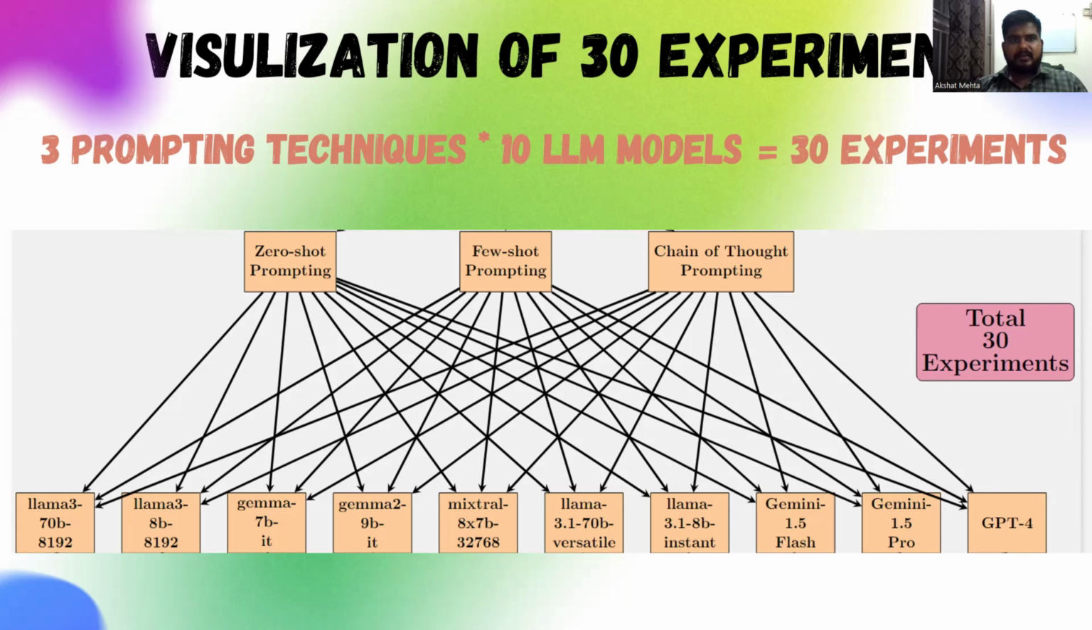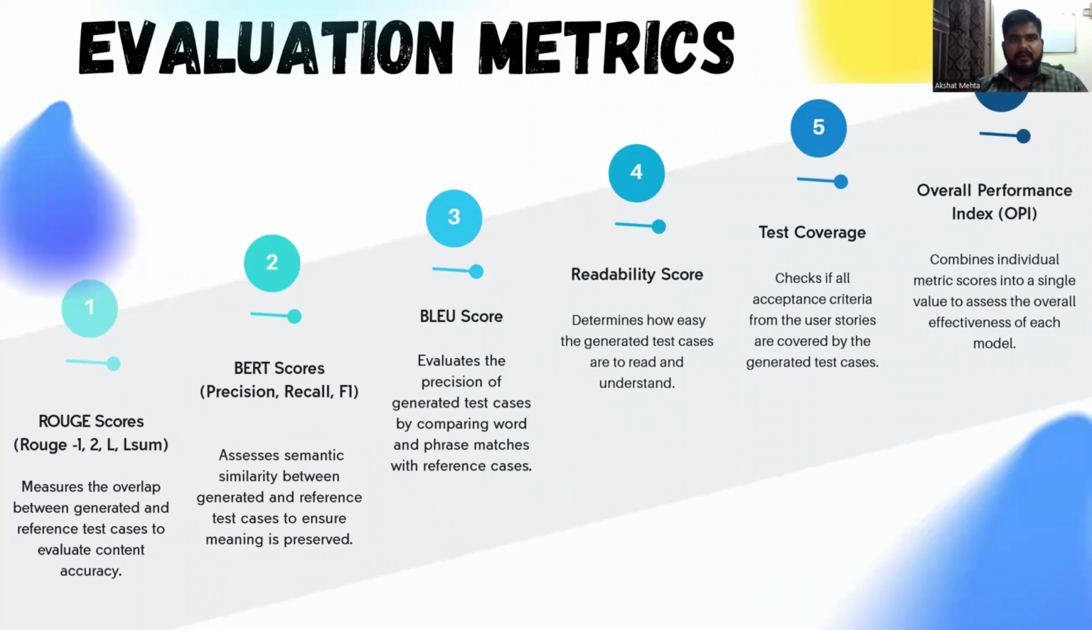Let's go to the next slide, in which we can see the evaluation metrics. I will explain the 6 key evaluation metrics I used to assess the quality of test case generation in my thesis. First one, ROUGE score. ROUGE score helps to measure how much overlap there is between the reference test cases, which are given in the input data, and the generated test cases. Specifically, it evaluates the content accuracy by comparing the similarity at the word level, first level, and the sequence level.